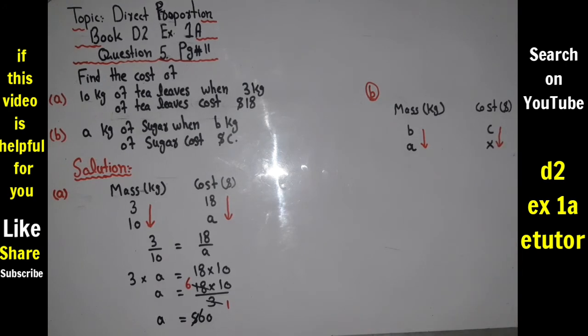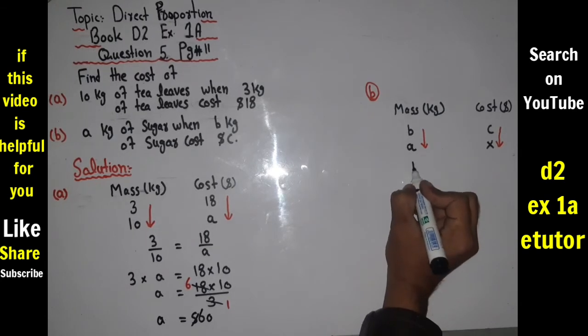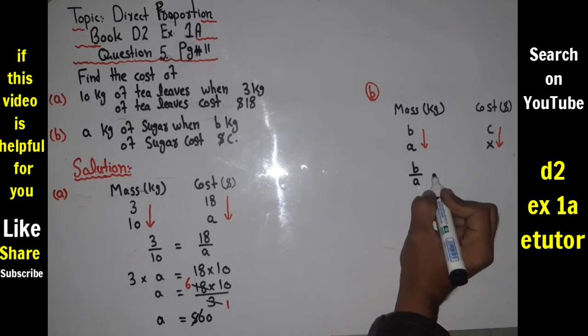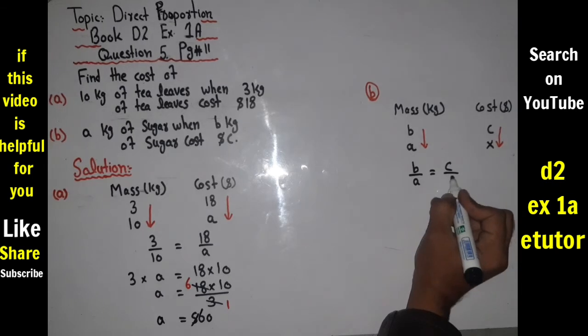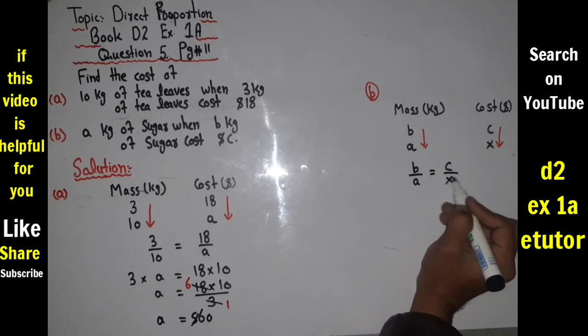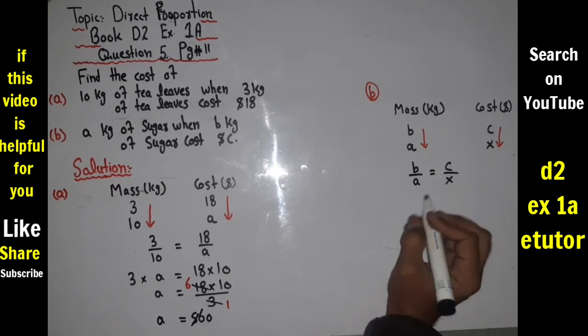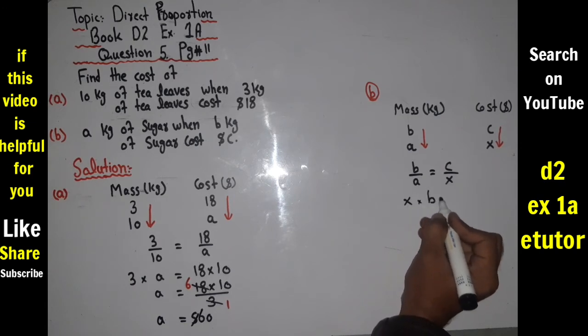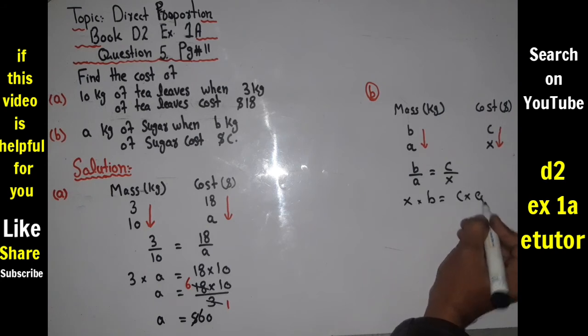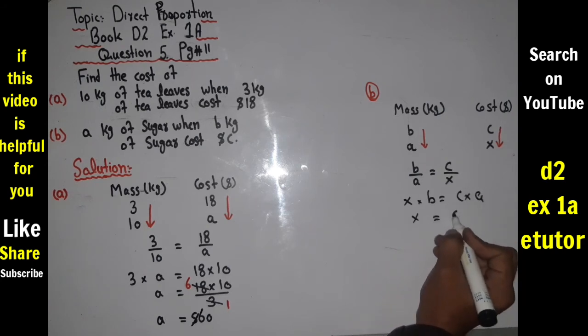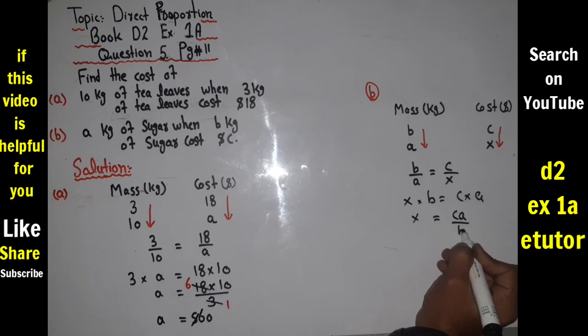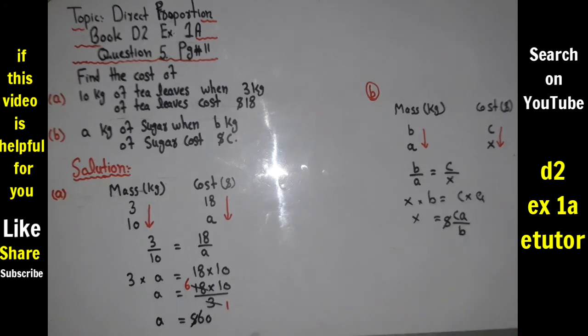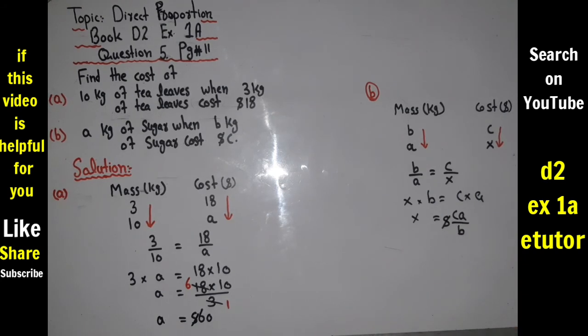So now we can write it as b over a equal c over x. Remember that we have to find x. So x multiplied by b will be equal to c multiplied by a. So the value of x equal c a over b dollars. As the values of these variables are not given, we will write it as it is.